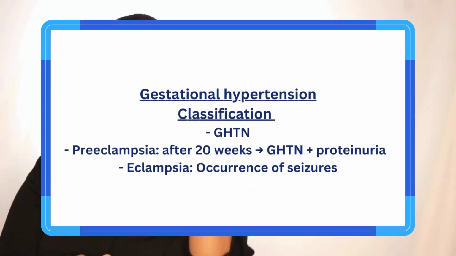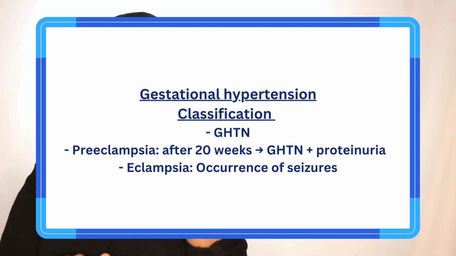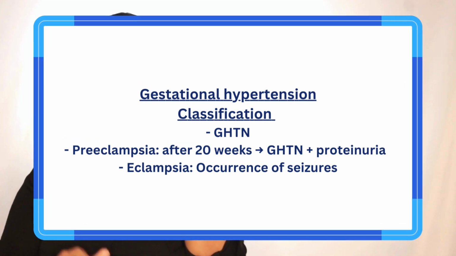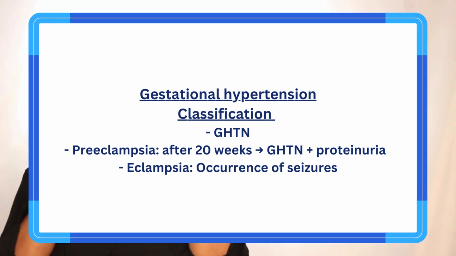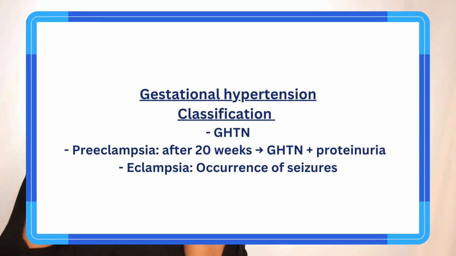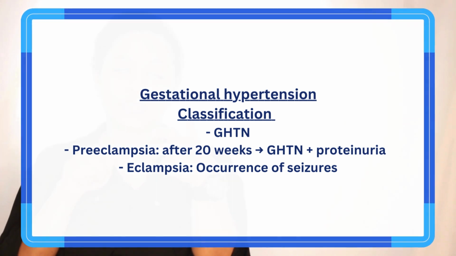First and foremost, we need to know the classification. Gestational hypertension is classified as three. First is your gestational hypertension, second is your preeclampsia, which is gestational hypertension plus proteinuria, and then is your stage with eclampsia, where you have gestational hypertension, proteinuria, and active seizures.